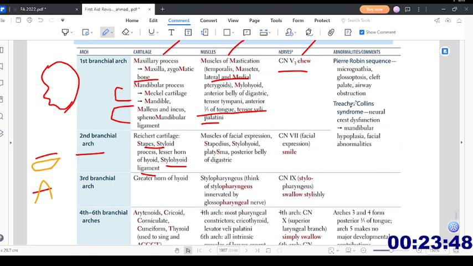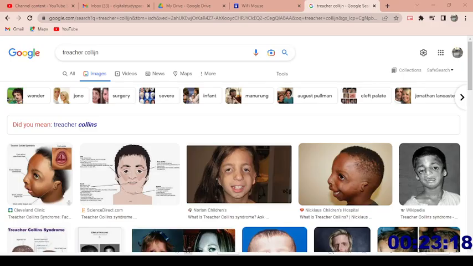And the other one is the Treacher-Collins syndrome, where neural crest cell dysfunction leads to mandibular hypoplasia and facial abnormalities. Okay, so Treacher-Collins syndrome. So the Treacher-Collins is like something like this. This is a characteristic picture of the Treacher-Collins syndrome, and you must remember this one. I guess my Google window was off. So this is Treacher-Collins syndrome.